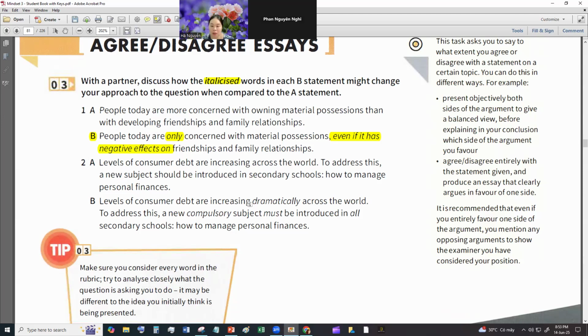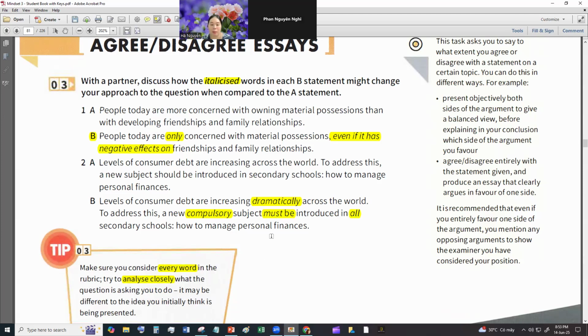Levels of consumer debt are increasing dramatically across the world. To address this, a new compulsory subject must be introduced in all secondary schools. So yeah, you see the language. Make sure you consider every word in the question. Try to analyze closely what the question is asking you to do. It may be different to the idea you think initially. So pay attention carefully to the words because they will affect how you answer the question.